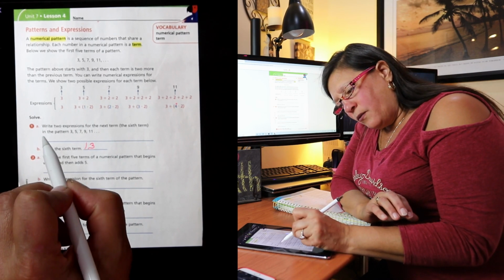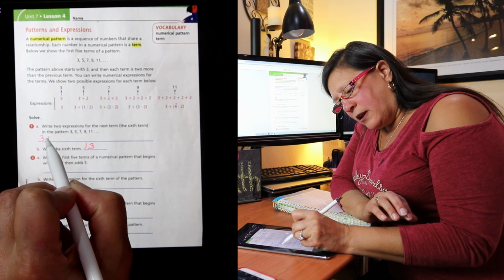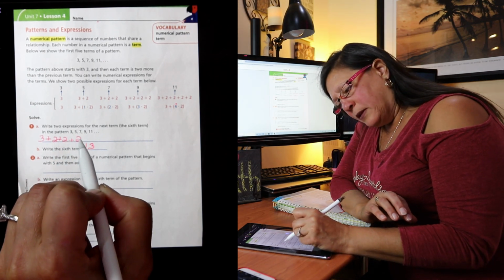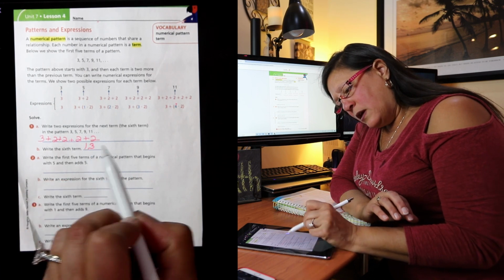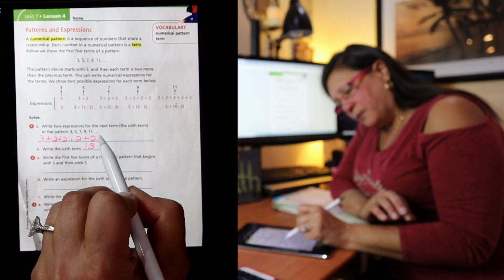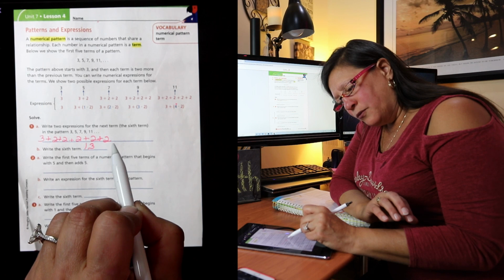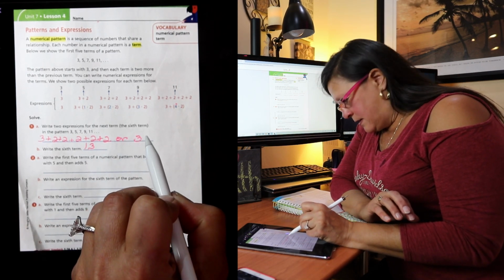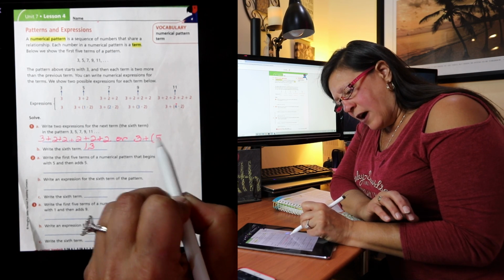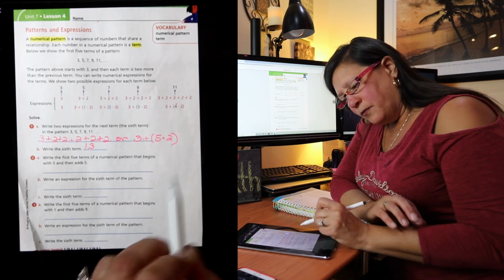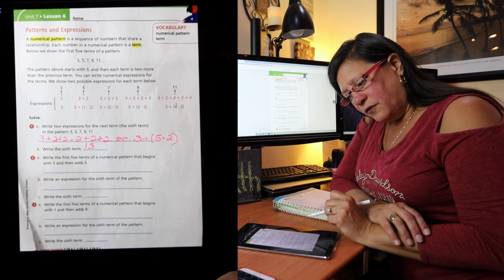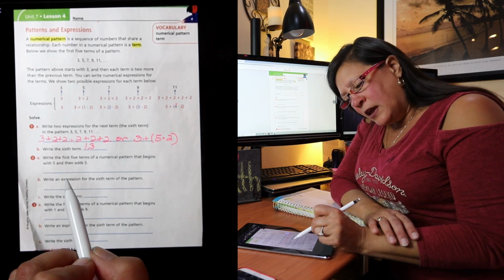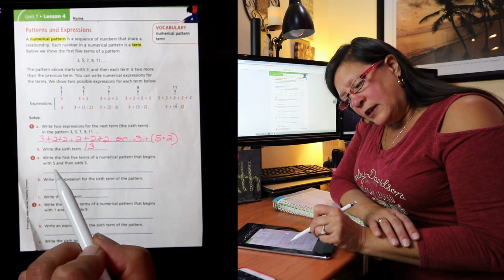One way we could write it is 3 plus 2 plus 2 plus 2 plus 2 plus 2. So 5 2's. Or 3 plus 5 times 2. There's our 5 2's. That's one way to write it. 2 different ways to write it. Number 2, let's look at another one.